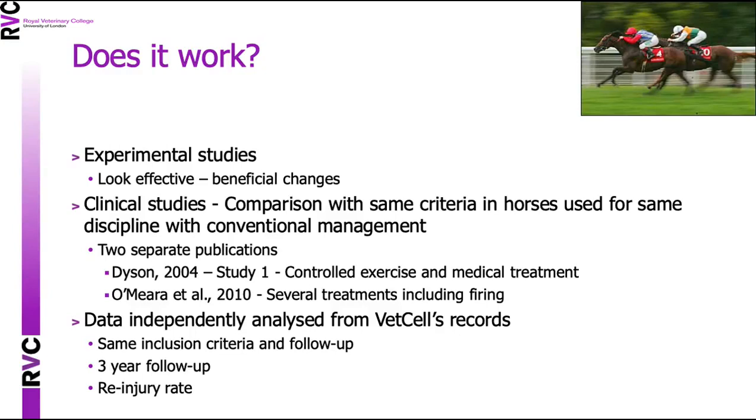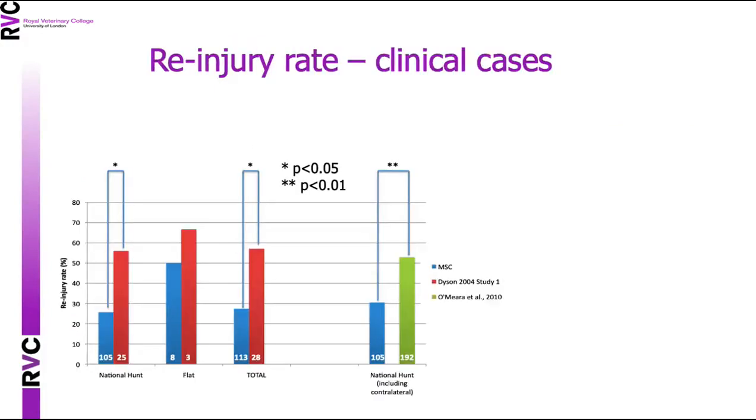So what we tried to do is to see whether that was reciprocated in what we see clinically. In order to do that, because randomized clinical trials are difficult to do in the veterinary industry, especially with racehorses, what we've tried to do is compare the outcome of our stem cell treated horses with studies where the horses were selected and followed up in exactly the same fashion. Two studies, from Sue Dyson in 2004 and O'Meara et al. in 2010, which had a higher number of horses to allow better statistical comparison. This involved a 3-year follow-up and looking predominantly at re-injury rate, which we think is a very objective assessment of the function of the tissue.